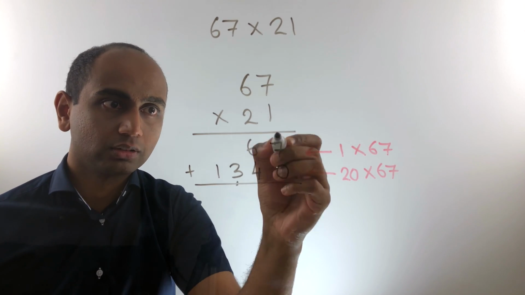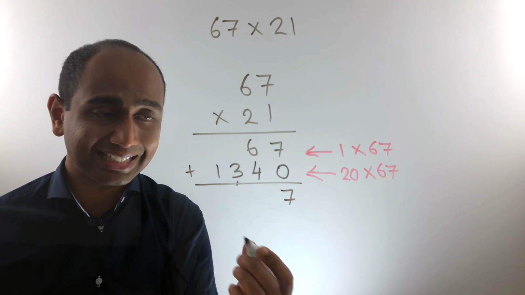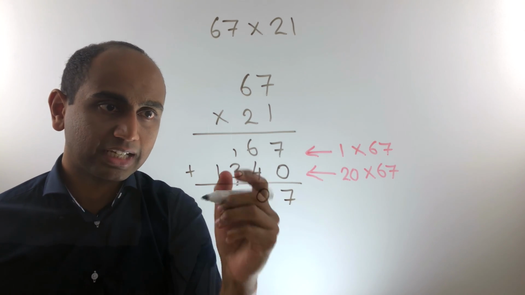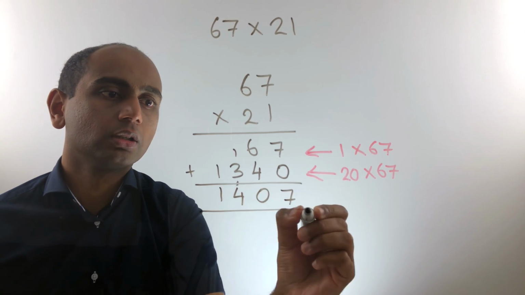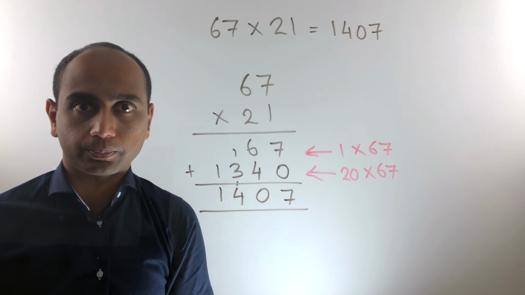Just add these down. 7 add 0 is 7. 6 add 4 is 10. So we get 0 there, 1 over there. 1 add 3 is 4. Nothing add 1 is 1. So we get an answer of 1,407.